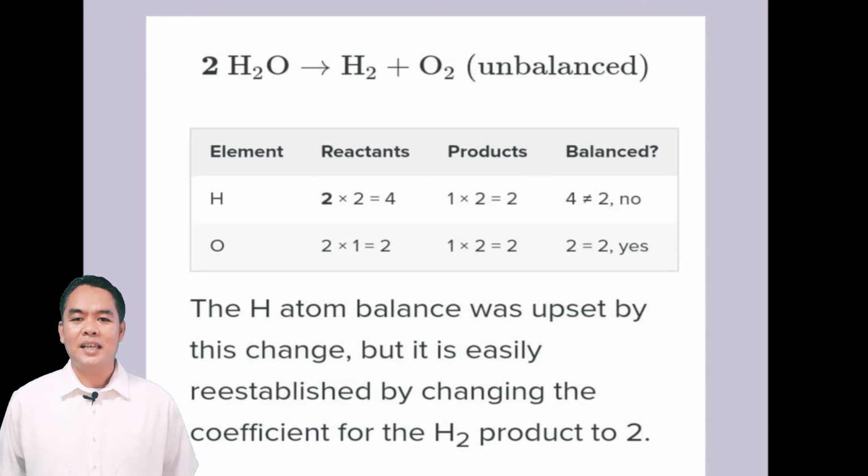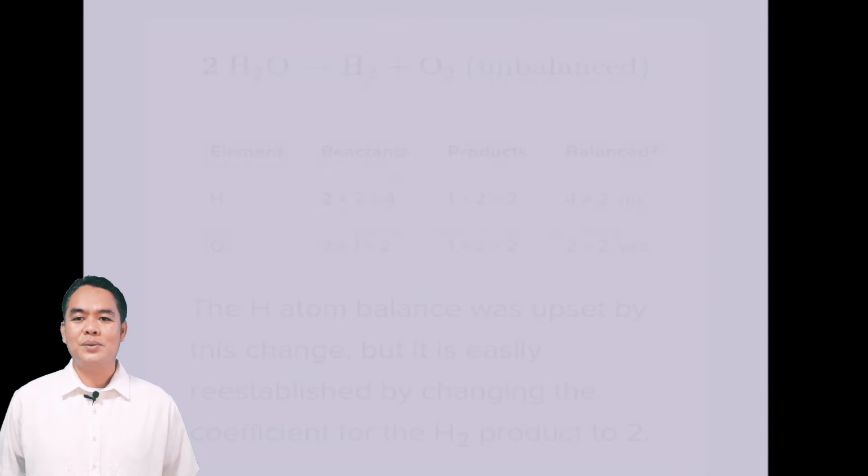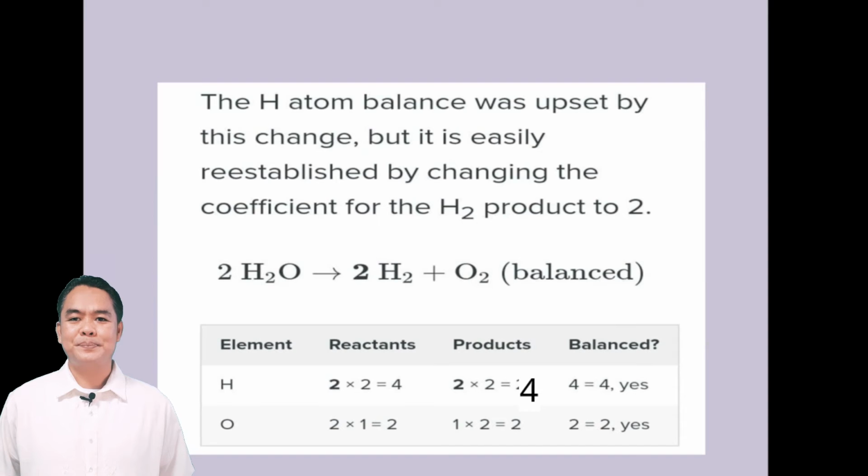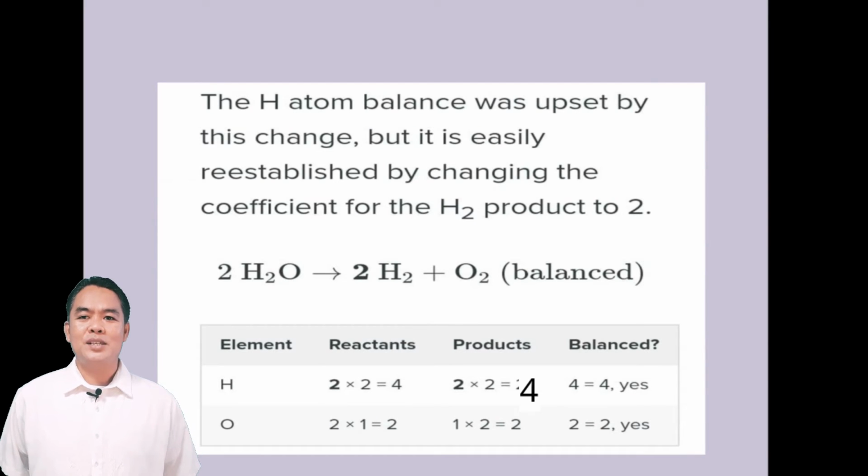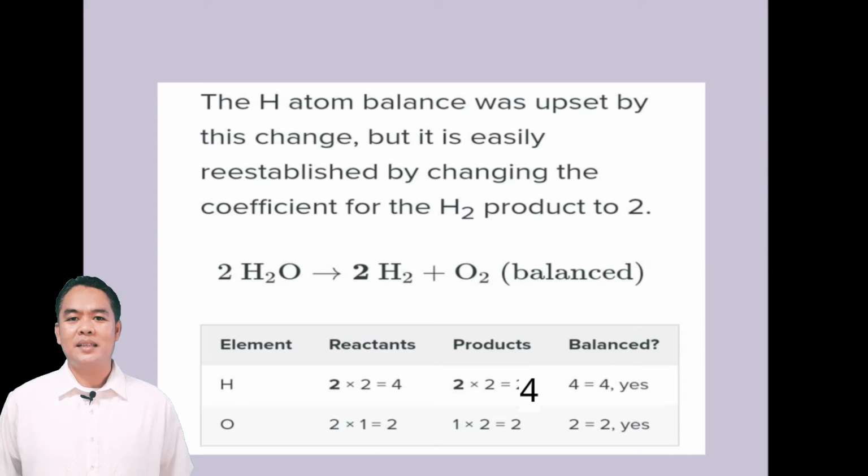Because hydrogen in the reactants has 4 atoms and in the products has 2 atoms, therefore it is not balanced. While oxygen in the reactants has 2 and in the products has 2, therefore it is balanced. The H atom balance was upset by this change, but it is easily reestablished by changing the coefficient for the hydrogen gas product to 2.